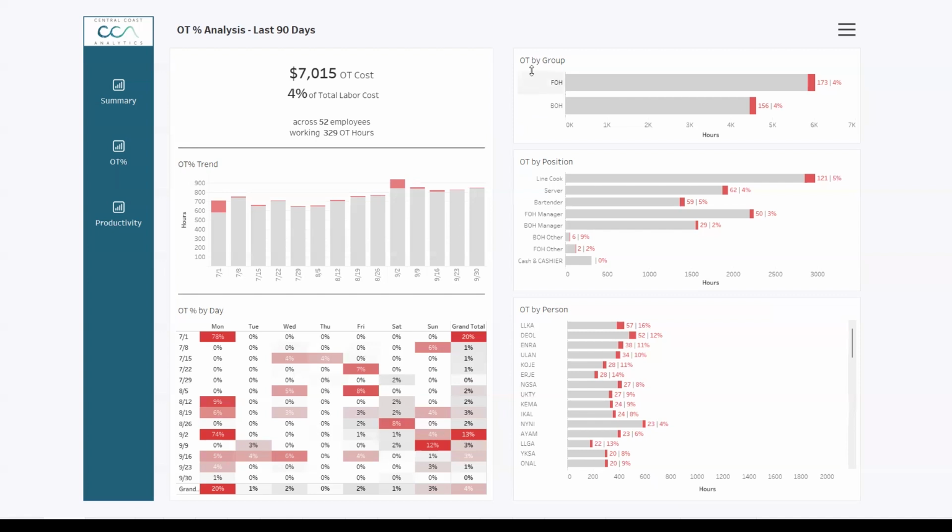Now we're going to break it down further by front of house and back of house, which you can see here. We're going to break it down by position and then by individual person. So now let's dive in a little bit more. Let's say they were concerned about their front of house labor.